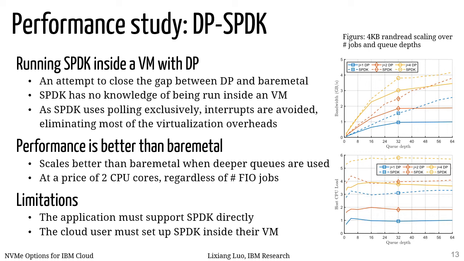It scales better than bare metal when deeper queues are used, although at a price of 2 CPU cores, regardless of the number of FIO jobs. So the limitation is that the application must support SPDK directly. If you want to use SPDK, you have to change your source code. And the cloud user, the end user, must set up SPDK inside their VM on their own.